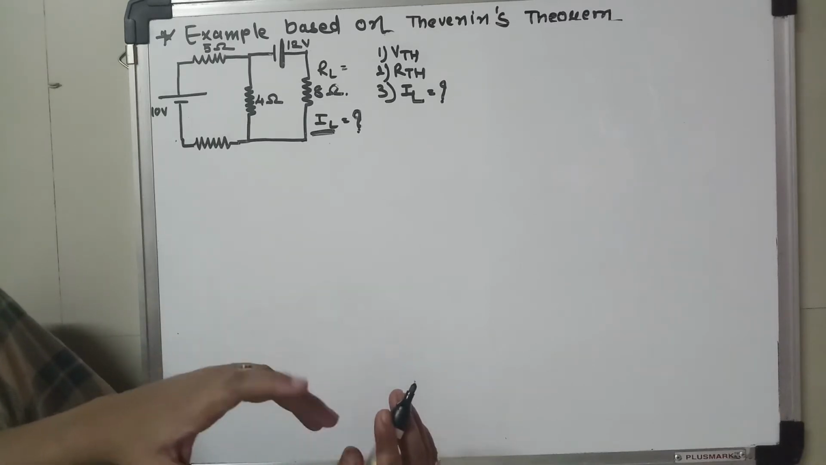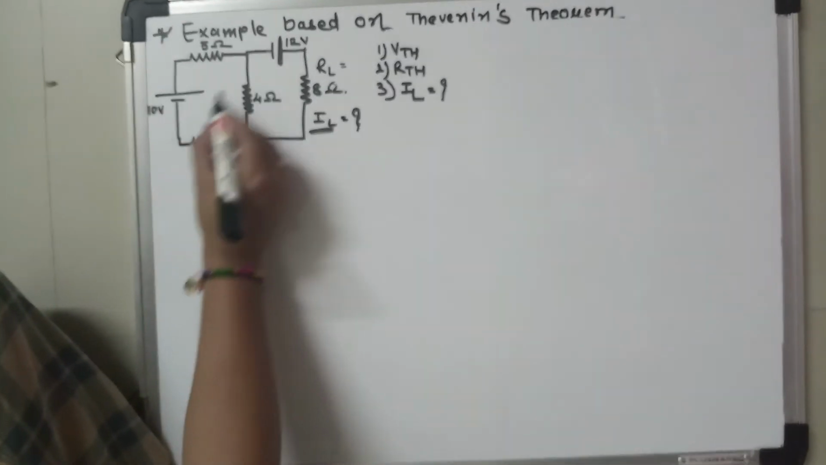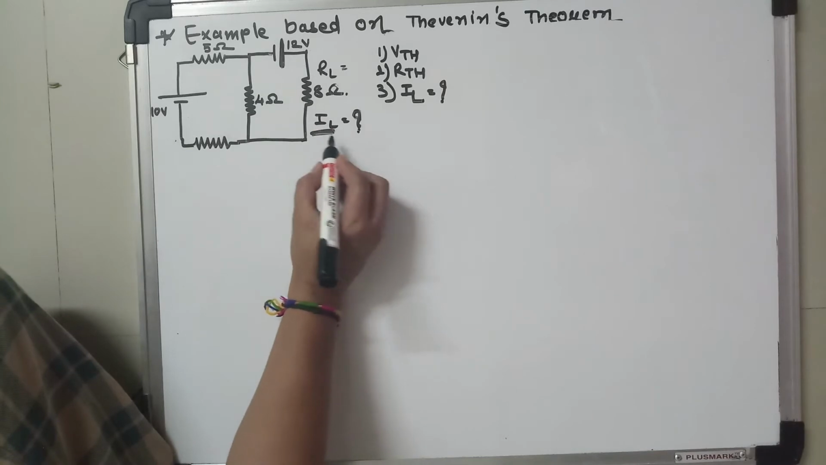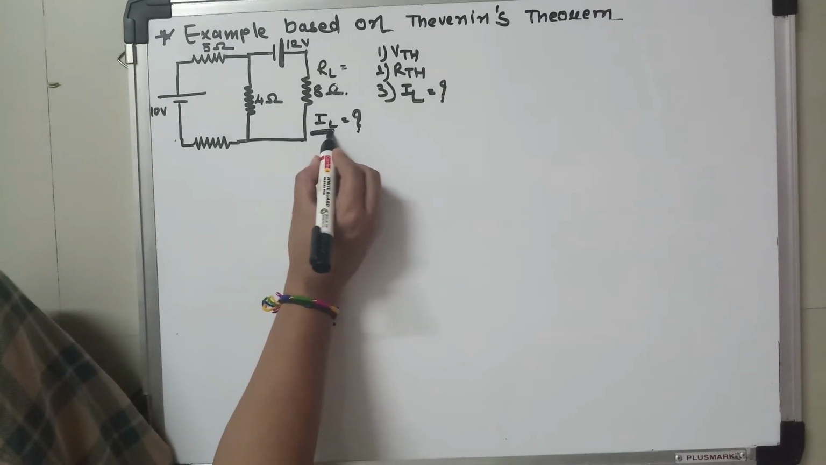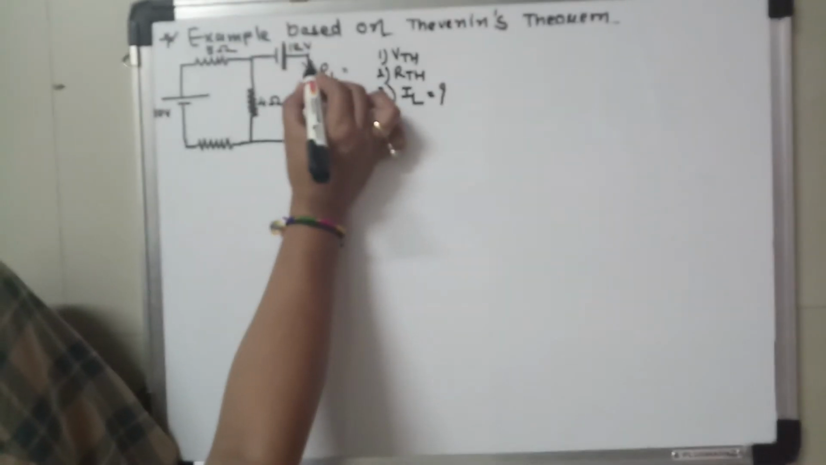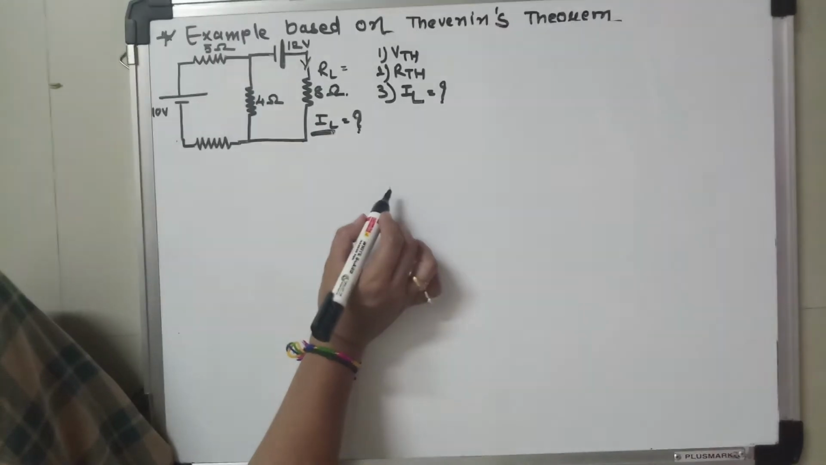Now let's take one example. See here, a simple network is given having two voltage sources. Suppose you are asked to find out the value of the current passing through the load resistance of 8 ohm by using the Thevenin theorem.